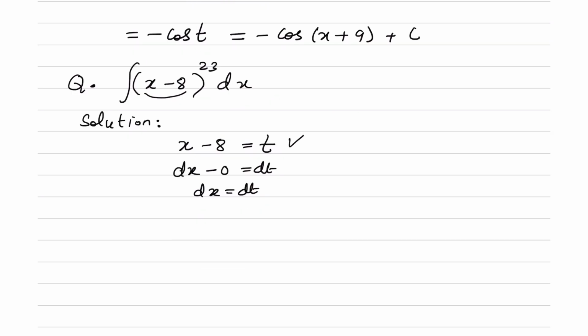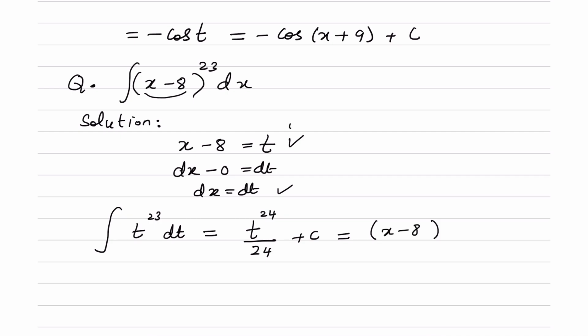Let's put x minus 8 and dx equal to dt back in our problem. So we have t to the power 23 and dx is equal to dt. Now we can solve this integral by the power rule of integration, which is t to the power 24 by 24 plus some constant. But t was not originally part of our question, so we will put the value of t, which is x minus 8, to the power 24 by 24 plus some constant.